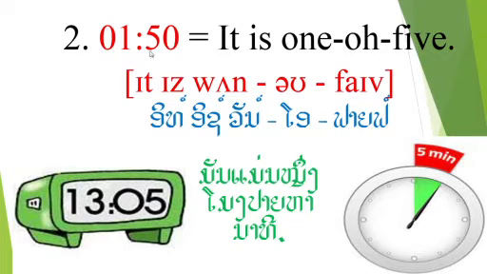In number 2, 1:05 is equal in an English sentence to: It is 1:05. It is 1:05. Continue to the next one.